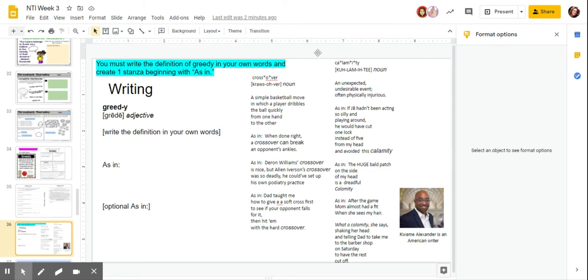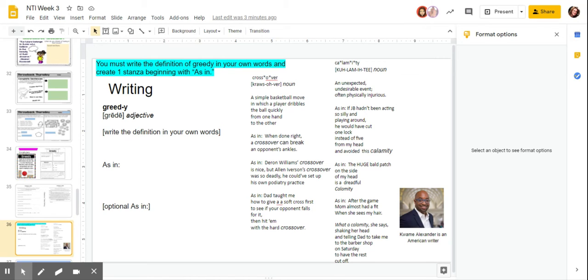So the first one is about a crossover, which is a move in basketball, which he'll go on to explain. So he does the syllables first, crossover. Then he does the phonemic sounds. So cross makes the hard K sound. So this isn't how it's really spelled. This is just how it's pronounced, how we say it. And then the part of speech is a noun, which means it is a person, place, thing, or idea. A simple basketball move in which a player dribbles the ball quickly from one hand to the other.